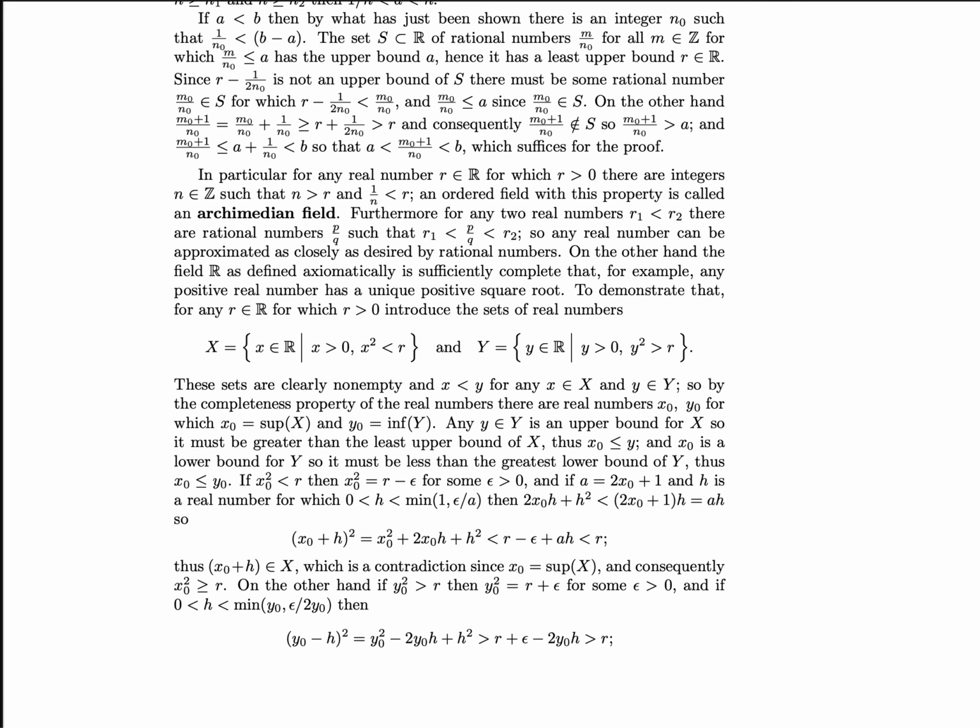Thus, x naught plus h must be in X, which is going to be a contradiction since we chose x naught to be the supremum of X. And consequently, we have that x naught squared is bigger than or equal to r.